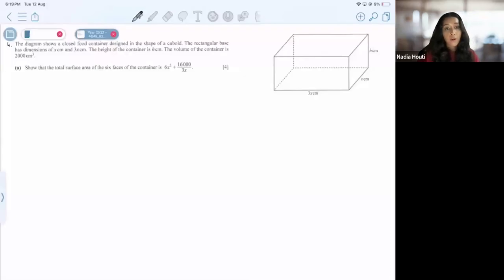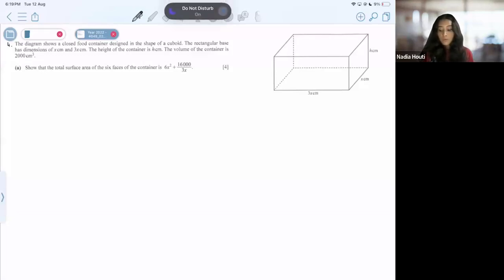Let's go through question 4 of the 2022 O-Level A Math Paper 2. The diagram shows a closed food container designed in the shape of a cuboid. The rectangular base has dimensions of x cm and 3x cm. The height of the container is h cm. The volume of the container is 2000 cubic centimeters. Show that the total surface area of the 6 faces of the container is 6x squared plus 16,000 over 3x.